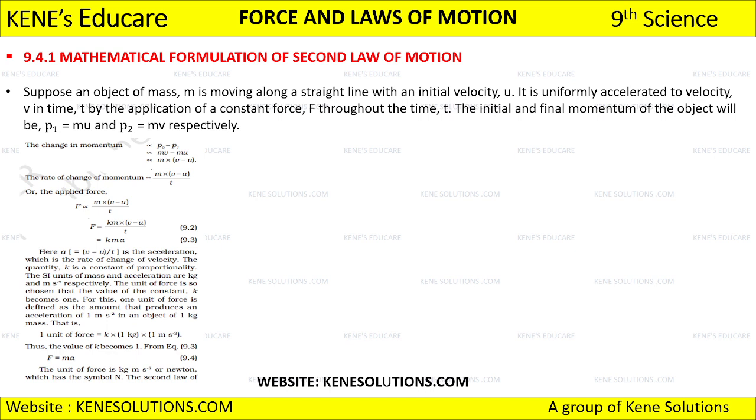So the initial and final momentum of the object over here becomes p1 equal to mu and p2 equal to mv respectively. Now the change in momentum: we know that the second law states that the change in momentum is directly proportional to p2 minus p1, right?